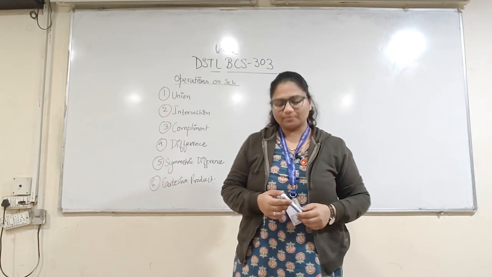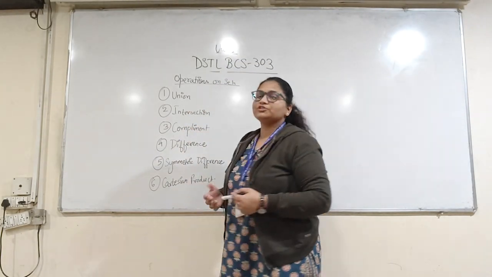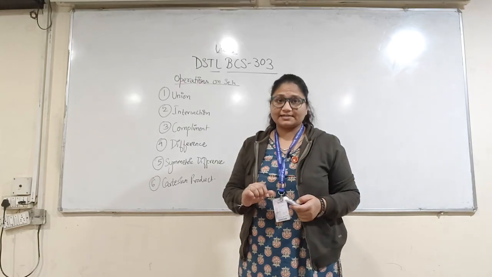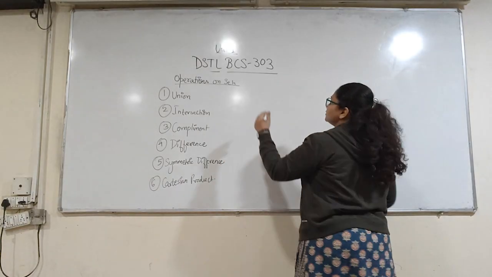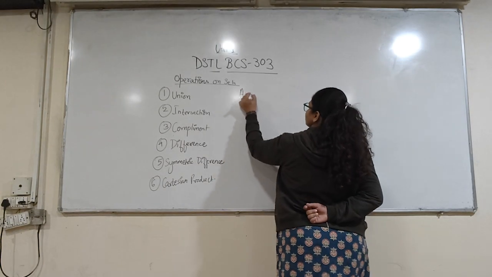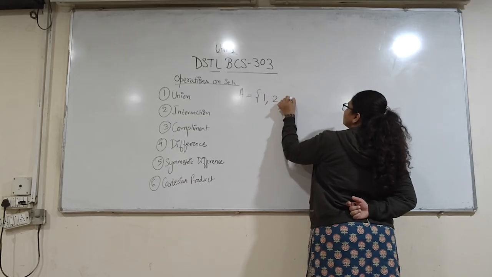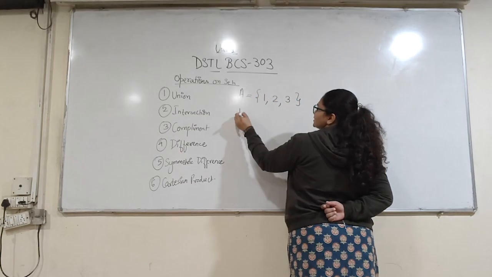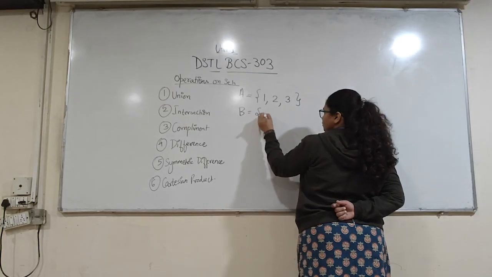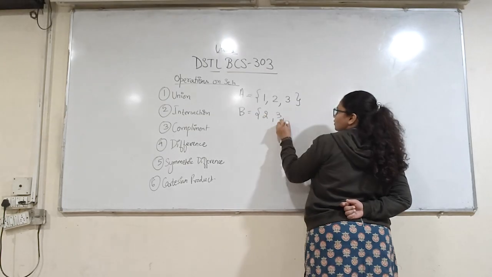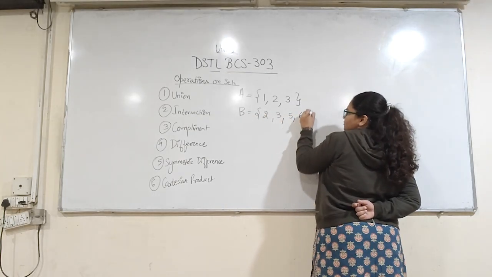Next we are about to learn the types of operation performed on two sets. Suppose there are these two sets. Set A having elements 1, 2, 3. A set B having elements 2, 3, 5 and 6.